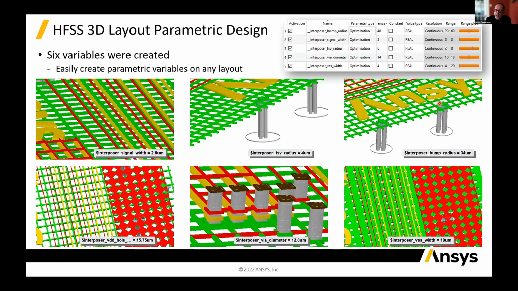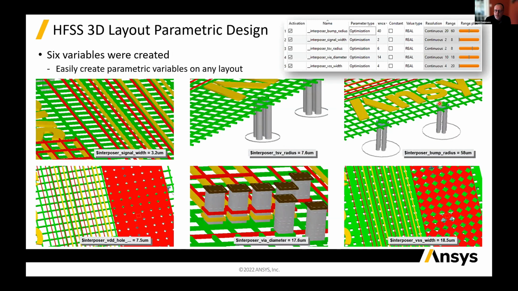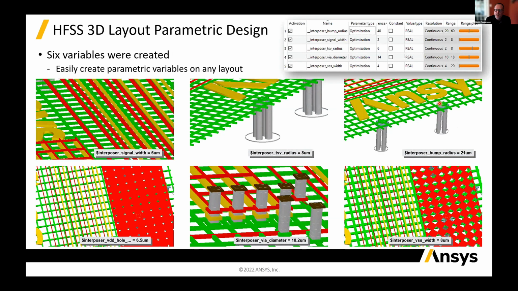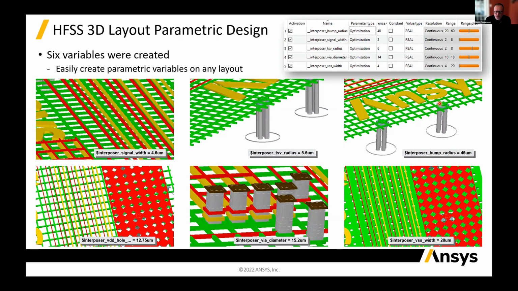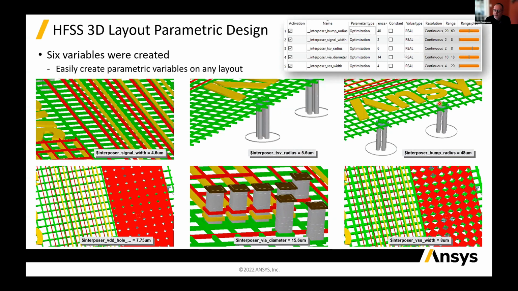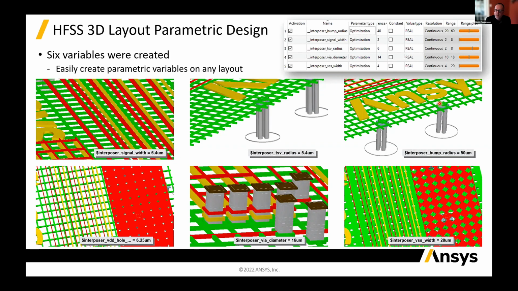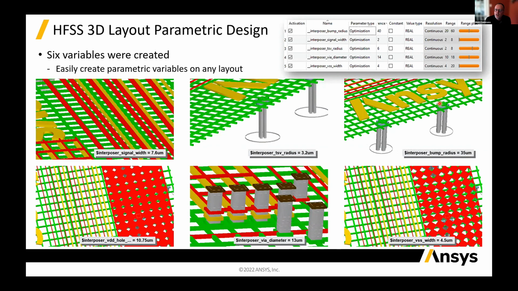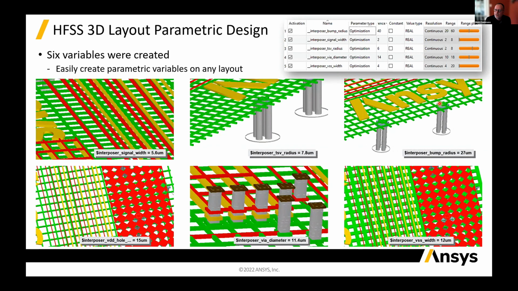So what we're looking at here are some examples of the parameterizations that are available in 3D layout. You can parameterize pretty much any aspect of your design: trace spacings, via diameters. What we're not looking at here is that you can even look at material properties, in case you want to do yield studies, for example. But the key takeaway is that with all these different parameters available to you, you can do some interesting sets of analysis with the combination of optiSLang and HFSS 3D layout. So next slide.